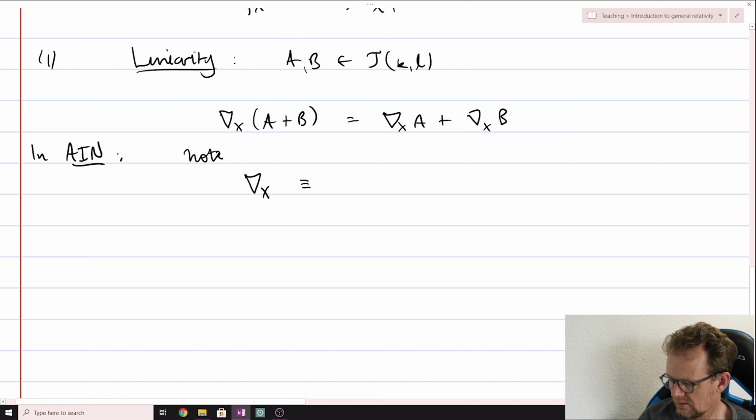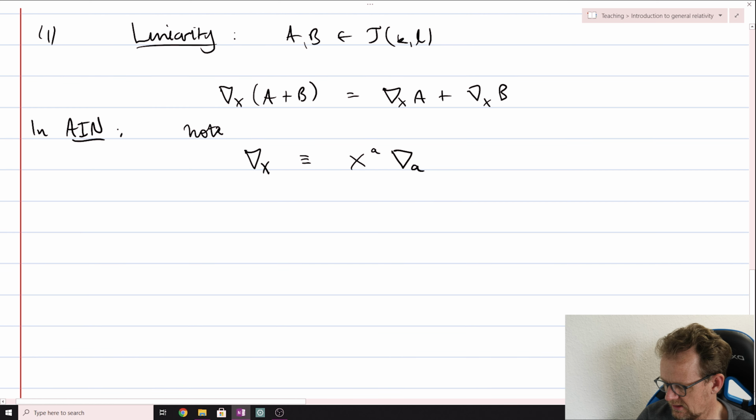And we're going to express this in abstract index notation as follows. We're going to introduce the following notation to denote the covariant derivative operator with respect to abstract index notation. So whenever you see X^a contracted with ∇_a, you know that means that we're talking about ∇_X. And with respect to this abstract index notation, we can write this linearity condition as follows, right?